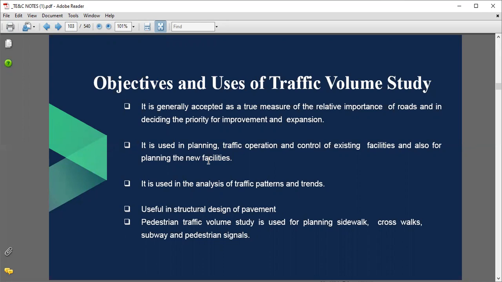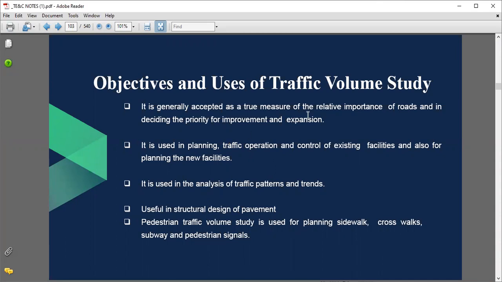Third, it is used in the analysis of traffic patterns and trends. That part is also important. There are a number of patterns on the road: some mergings are there, divergings are also there, some crossings are there, and some open roads are there. So we have to analyze the traffic patterns and trends, and for that purpose the traffic volume study is helpful.